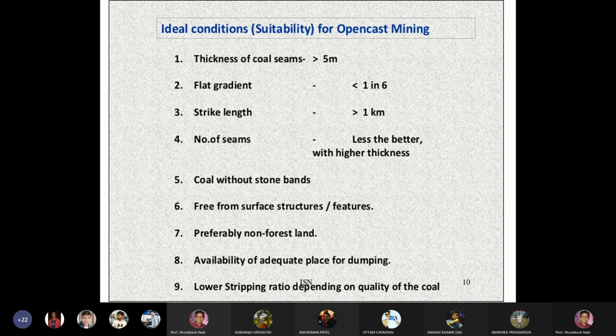If the gradient is flat, which is less than 1 in 6, then you can go for open cast mining. If the strike length is more than 1 kilometer, then you can go for open cast mining. If the number of seams is less, then it is better for open cast mining with higher thickness. Number of seams.